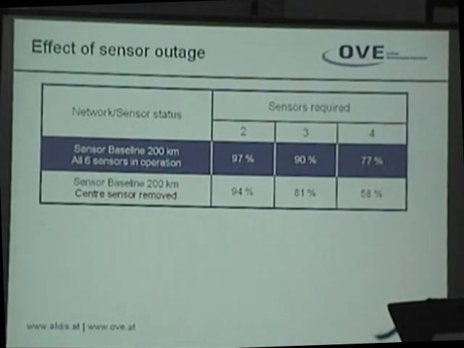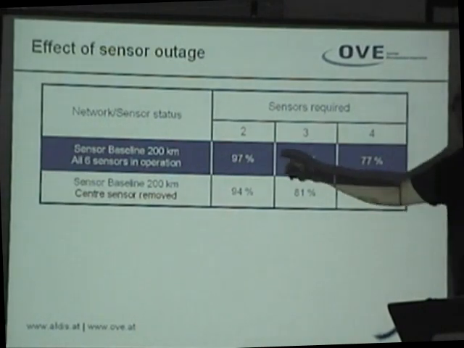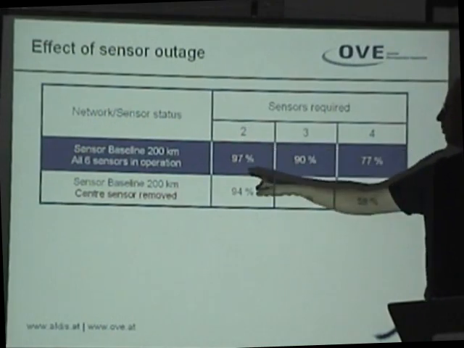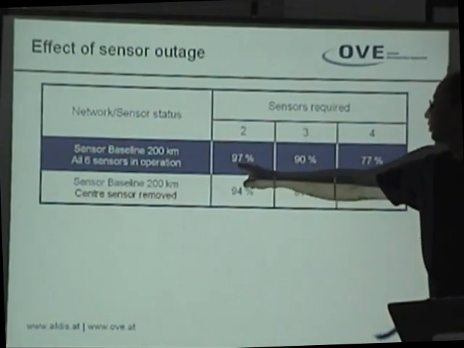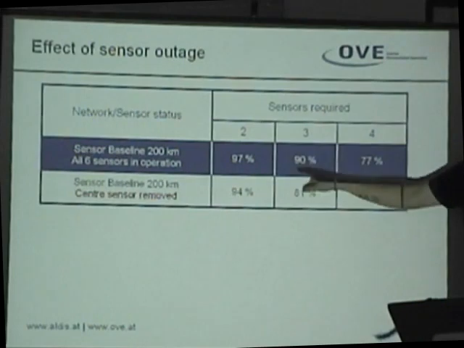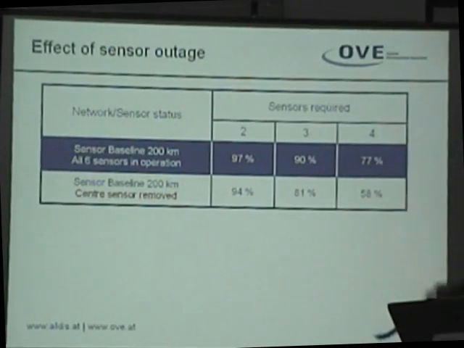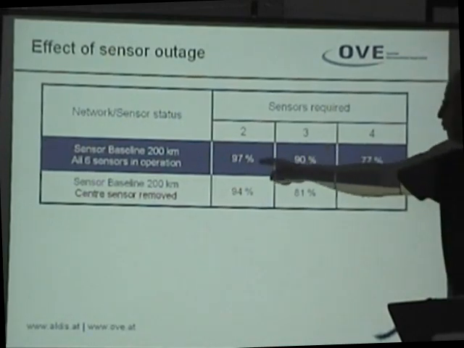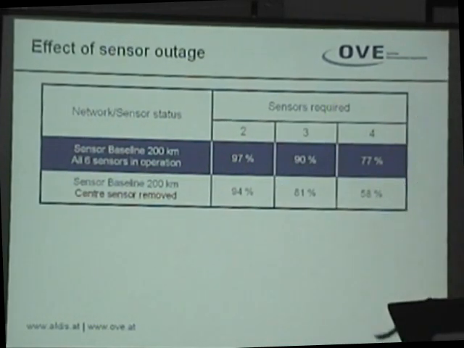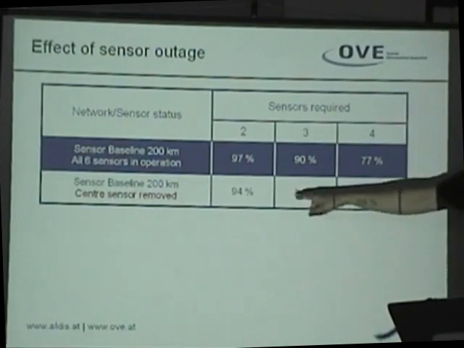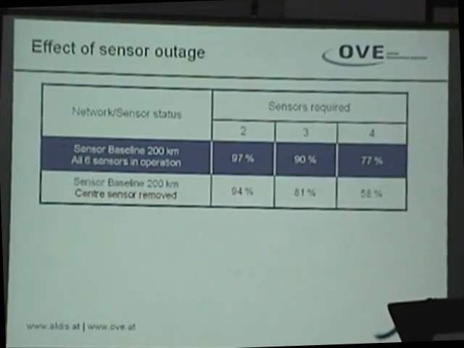I summarize here the effect of sensor outage. Here you see 200 kilometer baseline, 2 sensors required, 97%. If you require 3 sensors, it goes down to 90%, with 4 sensors to 77%. If I remove the center sensor in a 2 sensor required network, it reduces by 3%. Here it's almost 20%.